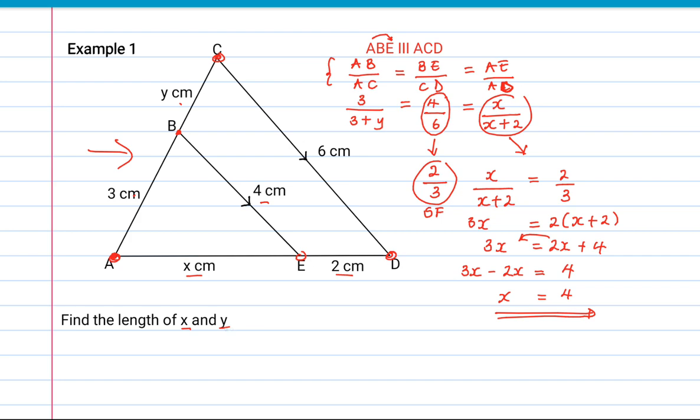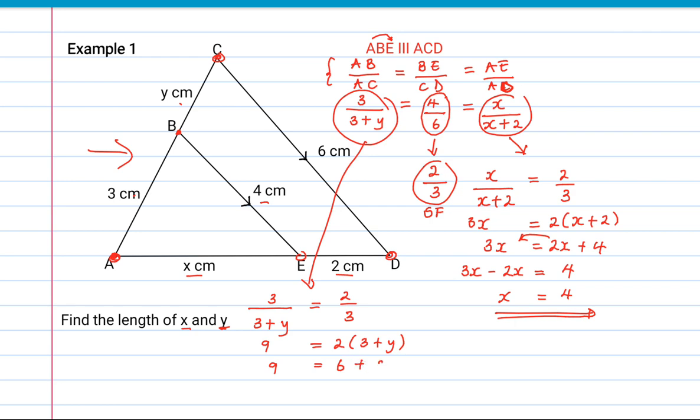Then for our calculation for y, we're going to take this expression, let's do it on the side. So it will be 3 all over 3 plus y, which we equate to our scale factor, that's 2 over 3. Then we do cross multiplication, 3 by 3 gives us 9 is equal to 2 by 3 plus y. Then 9 is equal to 6 plus 2y. And then 6 goes to the other side, then it becomes 9 minus 6 is equal to 2y.